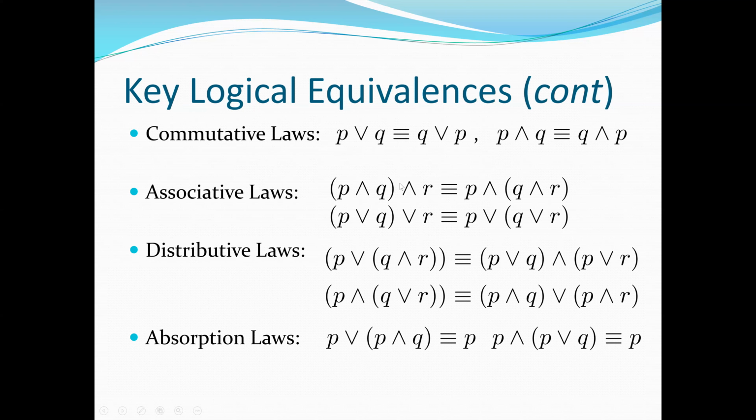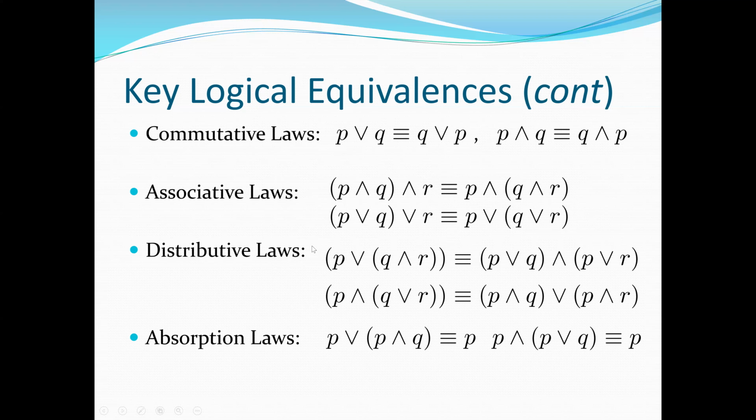Then we also have the associative laws, same as arithmetic. The only thing is that here we have 2 items in the parentheses. When we change the items in the parentheses, it's the same operator, so they are the same. You can see the operators are the same throughout. So changing the position of the variable will not affect the solution.